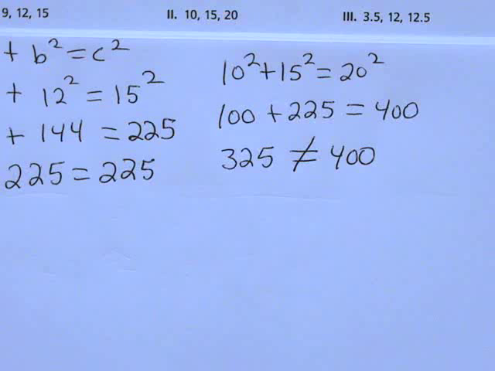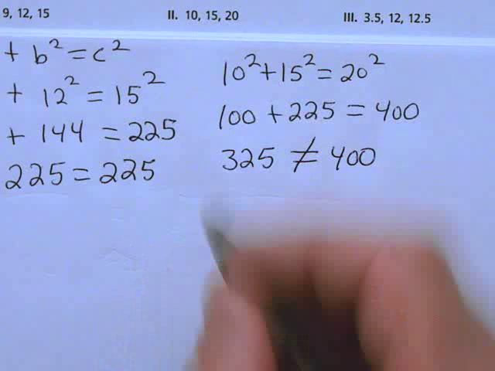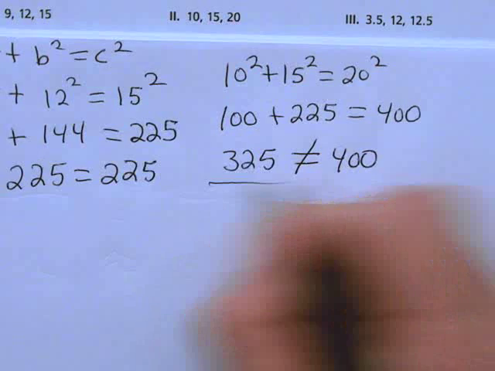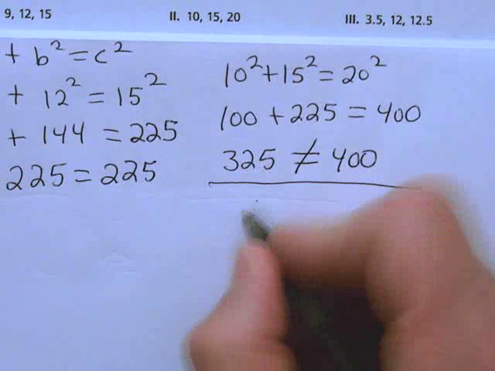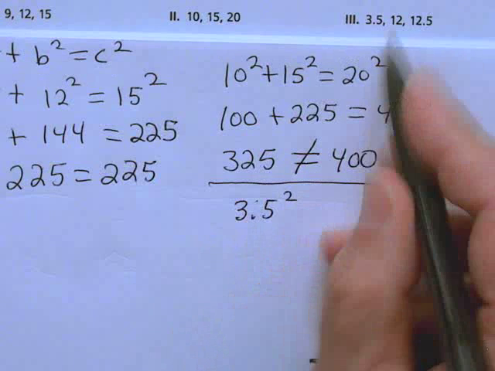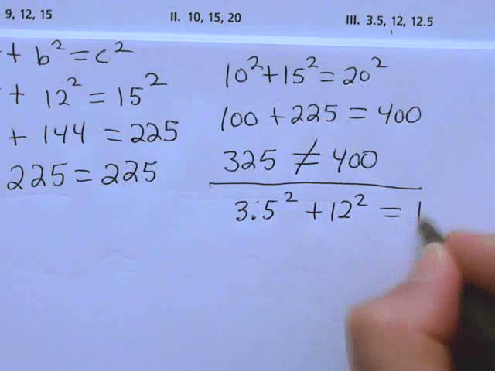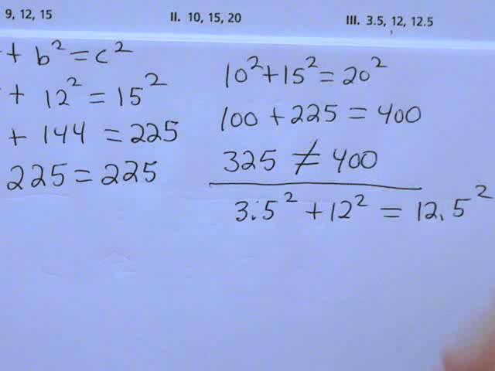All right, and so I'm going to do this last one, number 3, right below it. Just draw a line here. And here we have 3.5 squared, this is the information I'm using, plus 12 squared. Does that equal 12.5 squared?